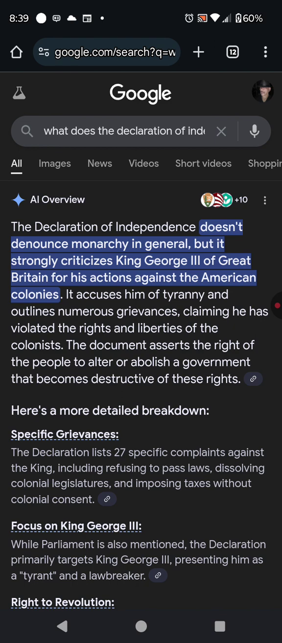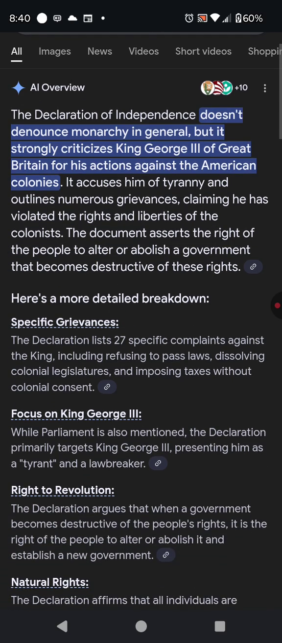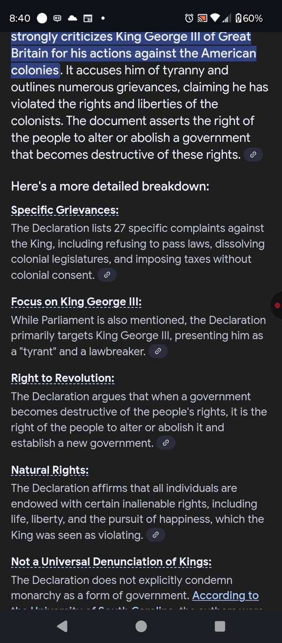The Declaration of Independence doesn't denounce monarchy in general, but it strongly criticizes King George III of Great Britain for his actions against the American colonies. It accuses him of tyranny and outlines numerous grievances, claiming he violated the rights and liberties of the colonists. The document asserts the right of the people to alter or abolish a government that becomes destructive of these rights. Here are more detailed breakdowns.